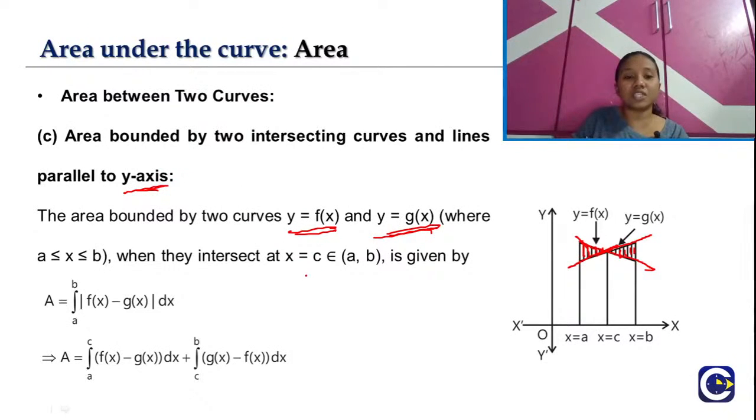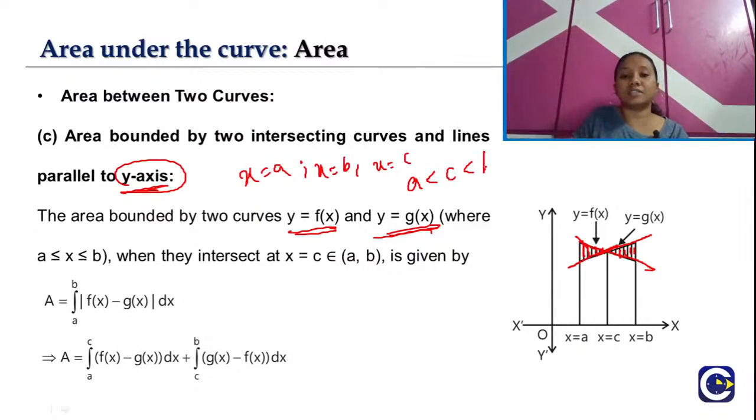And with respect to the lines parallel to the y-axis, the lines given here are x equal to a, x equal to b, and x equal to c. So a less than c less than b. Right, so this is the order. So now if we drop those lines, we end up having the required portion of area, which is this shaded portion.